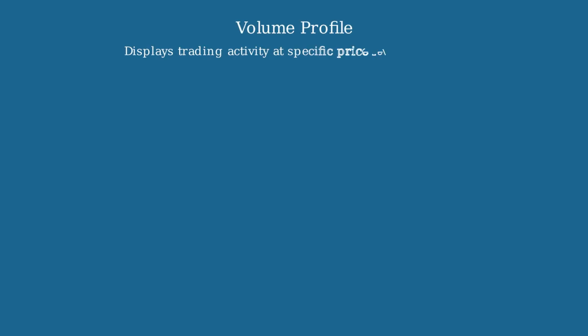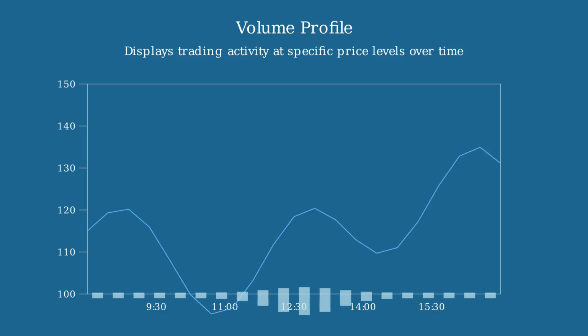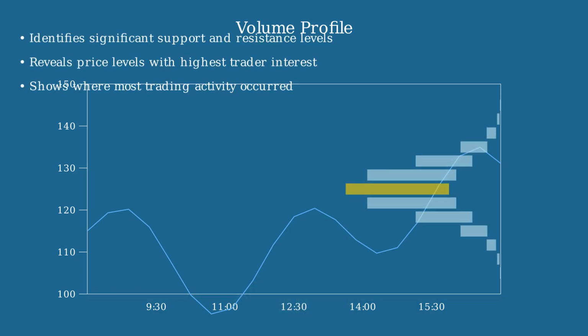Volume profile displays trading activity at specific price levels over a selected time period. It begins with a standard price chart that shows market movement over time. While regular volume indicators show trading activity over time, volume profile displays volume at different price levels. The point of control, or POC, represents the price level with the highest trading volume. The value area represents where a specific percentage, typically 70%, of trading activity occurred.